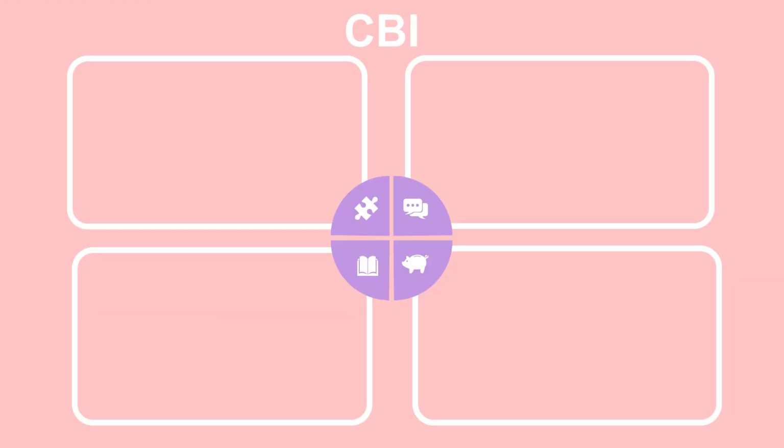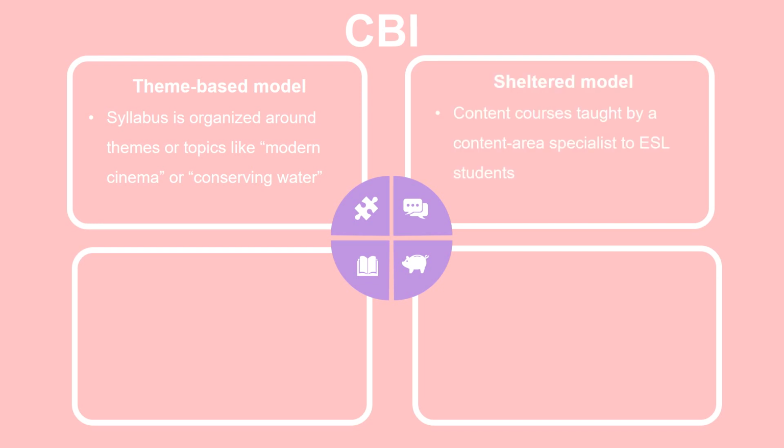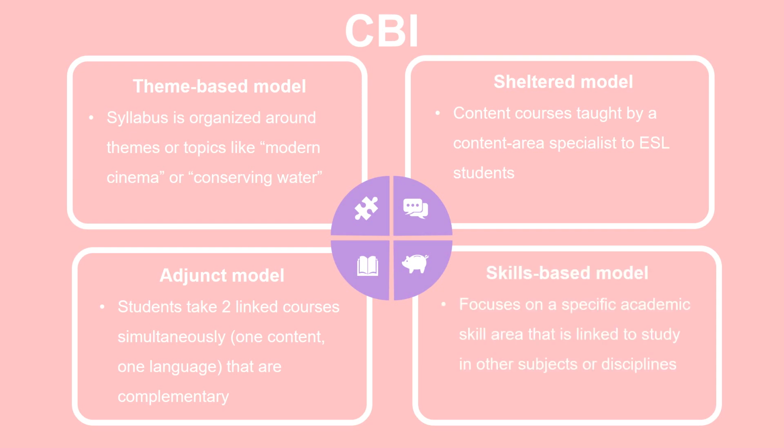Contemporary models. In CBI, there are 4 contemporary models. Theme-based model. Syllabus is organized around themes or topics like modern cinema or conserving water. Sheltered model. Content courses taught by a content area specialist to ESL students. Adjunct model. Students take 2 linked courses simultaneously. One content, one language that are complementary. Skills-based model. Focuses on a specific academic skill area that is linked to study in other subjects or disciplines.